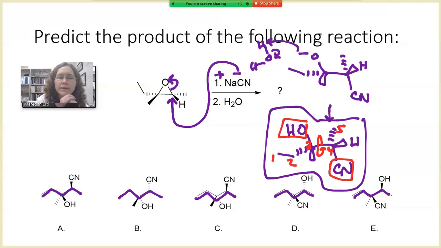And so I'm going to look through my answer choices and cross off all the ones that aren't anti. So we're going to do this one, and this one, and then narrow my choices down. But we cannot actually do that, right? Because when we rotate that 3-4 bond, it's also going to change how the hydroxyl group and the cyanide group are oriented to one another.